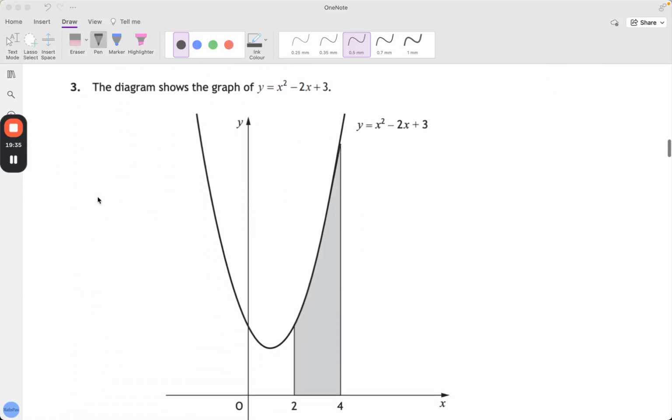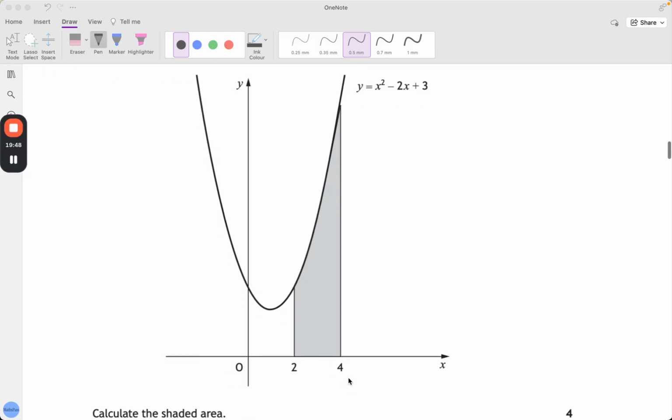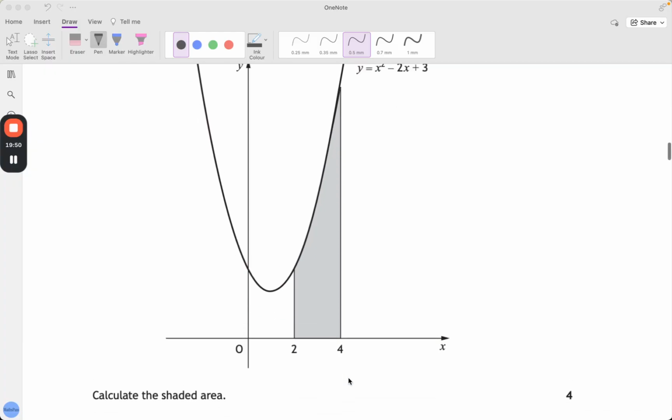So for question 3, we have the diagram showing the graph of y equals x squared minus 2x plus 3. So that is our curve here. And then we've also got the shaded region between 2 and 4 as well. So I'll scroll down and we're wanting to calculate the shaded area.